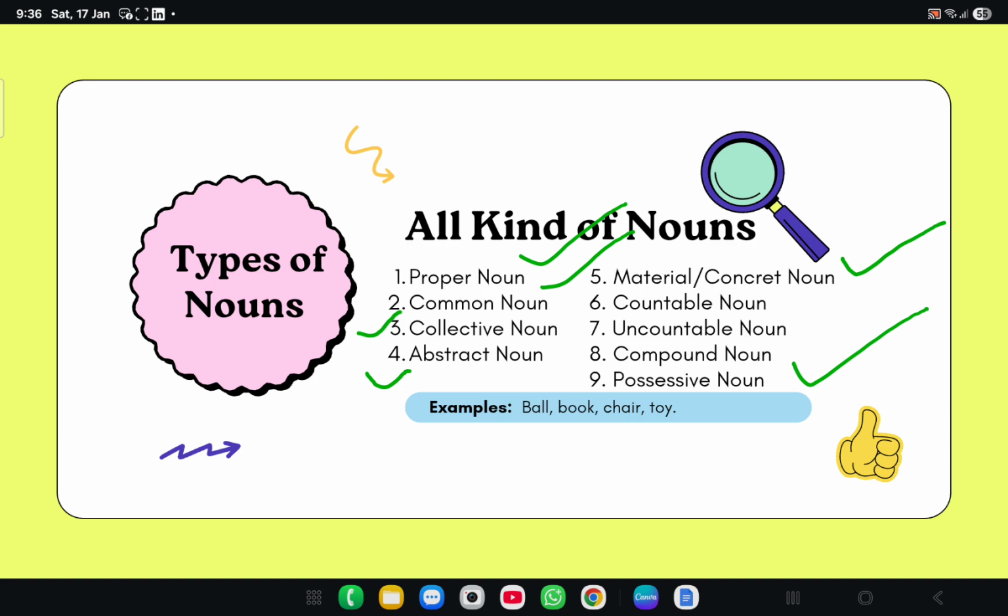Material means human made, concrete is one kind of natural, it is materials, non-living materials. And next, countable noun, uncountable noun, compound noun, and the last one, possessive noun. So like these, you will find examples of these nouns. Okay, now let's go ahead and know one by one.